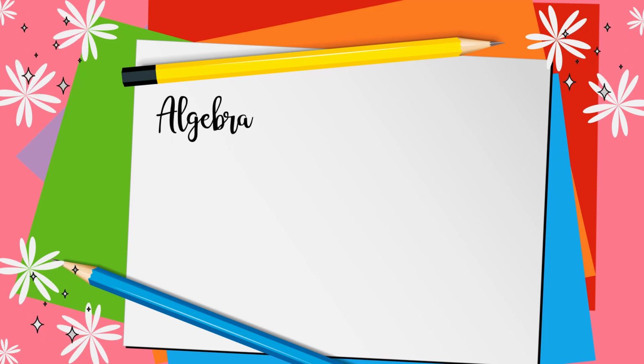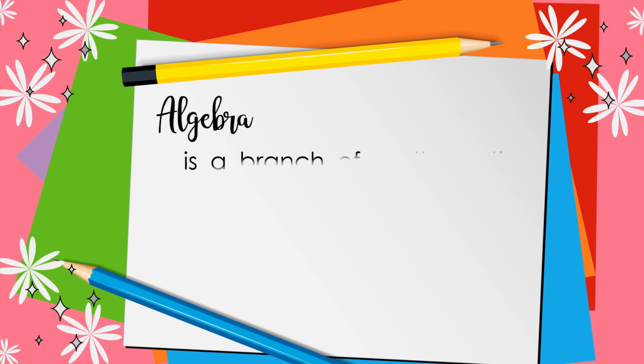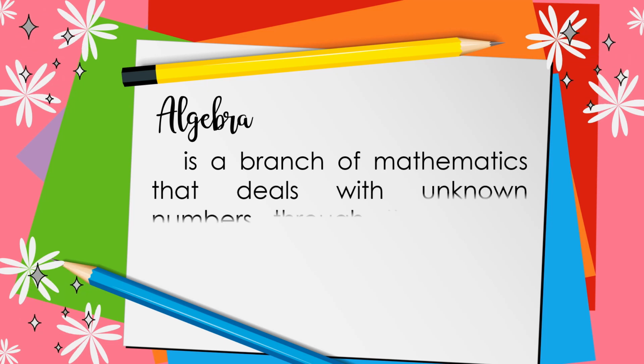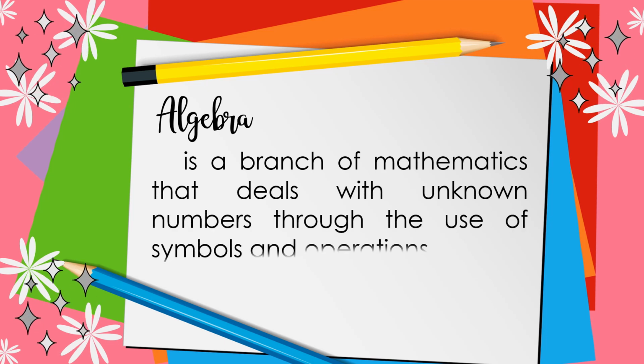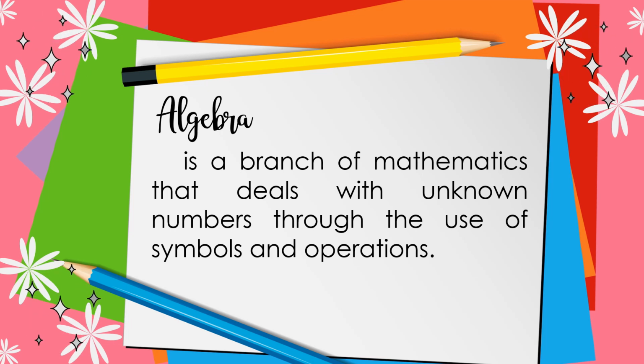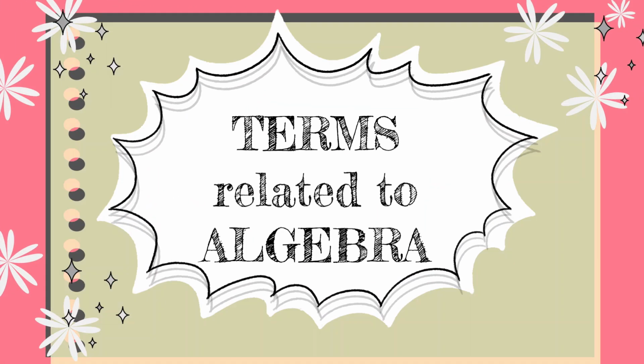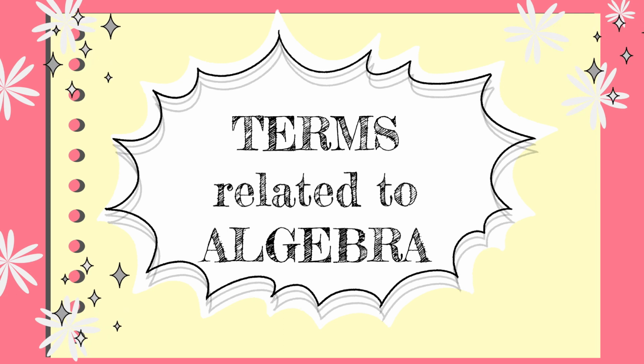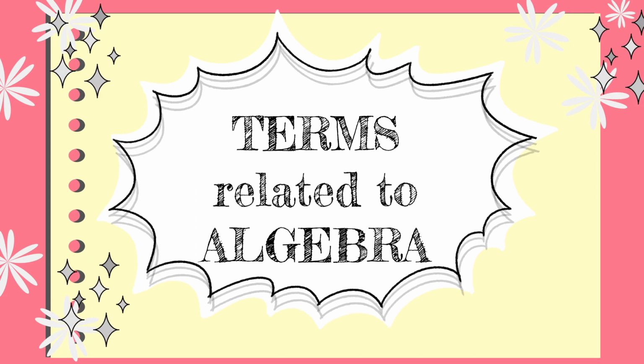What is algebra? It is a branch of mathematics that deals with unknown numbers through the use of symbols and operations. Here are some of the terms that are related to the word algebra.